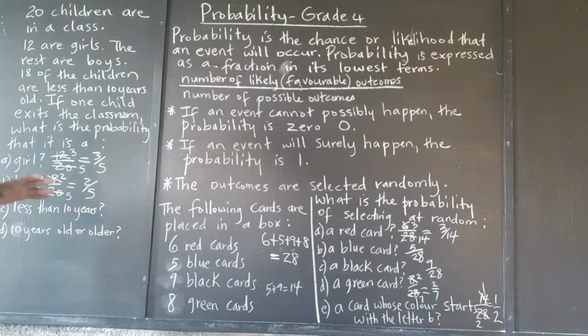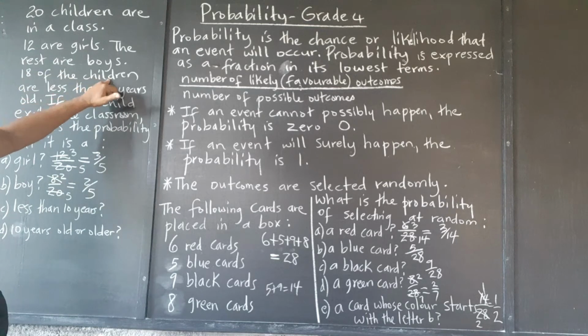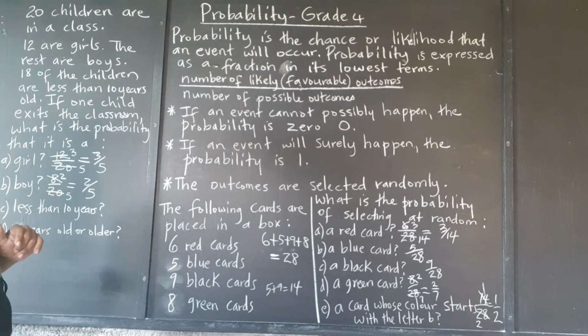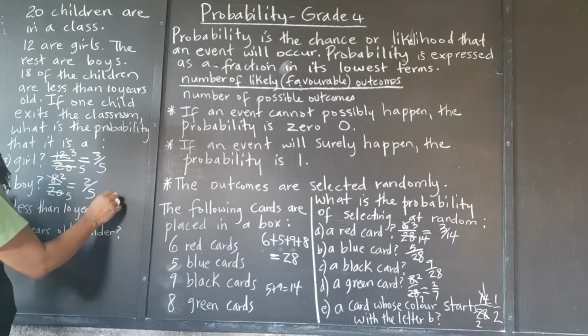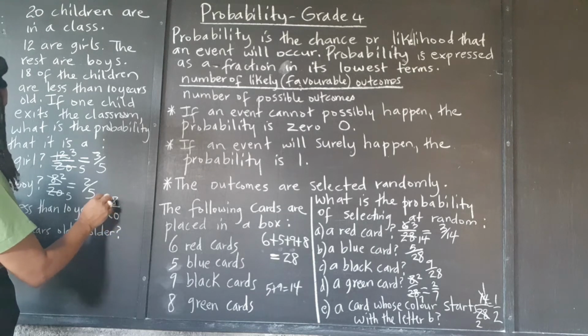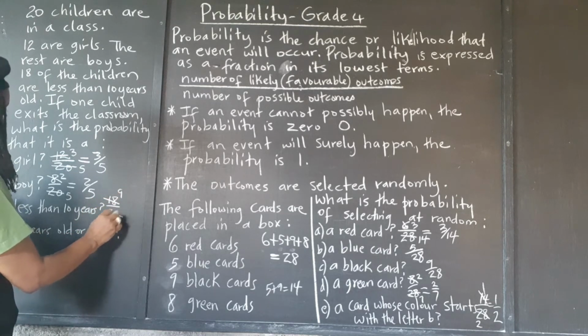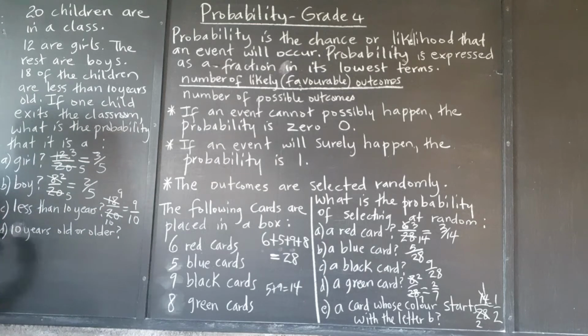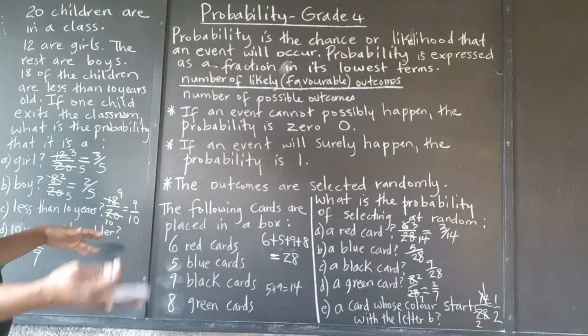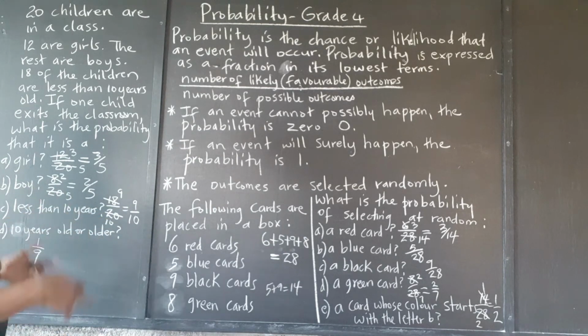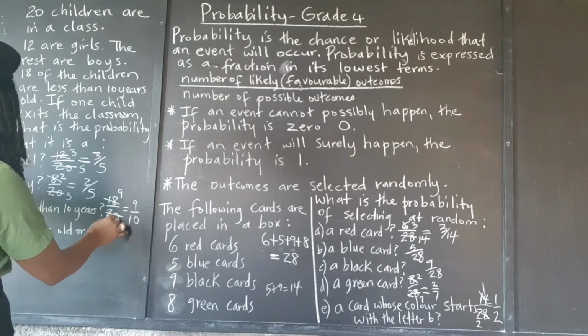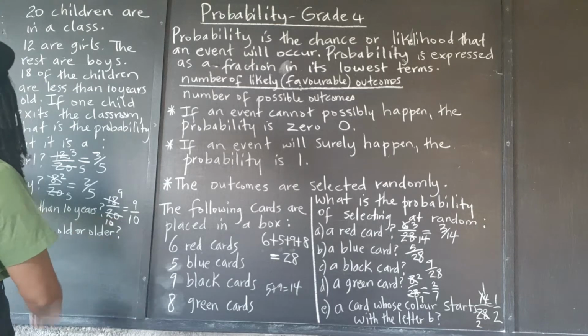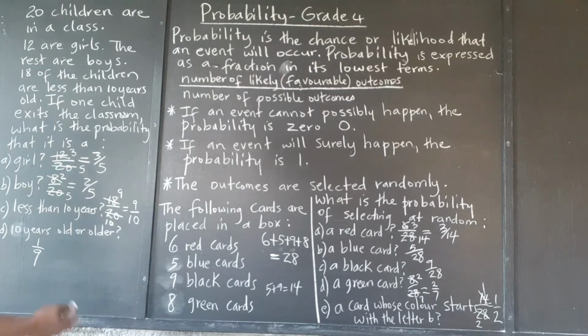What's the probability that the child exiting the classroom is less than 10? We are told 18 of the children in this classroom are less than 10 years old. So then 18 out of the 20, 2 into 18, 9, 2 into 20, 10. 9/10. And the probability that the child is 10 years or older would then be 1/10. Logically, because if 9/10 of them are less than 10, then the rest are 10 or more, which is just 1 left. Okay? 1 out of 10, or 2 out of 20.